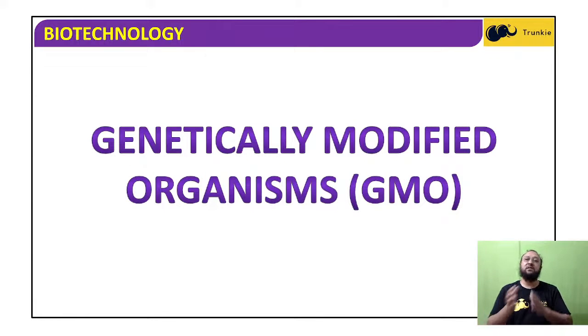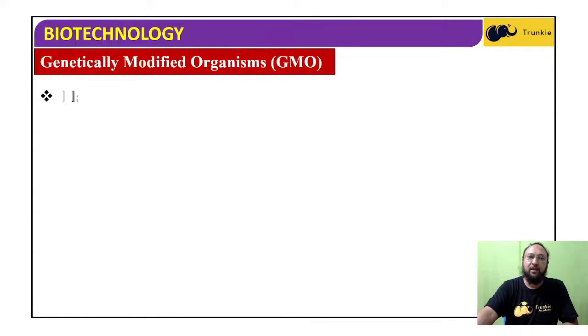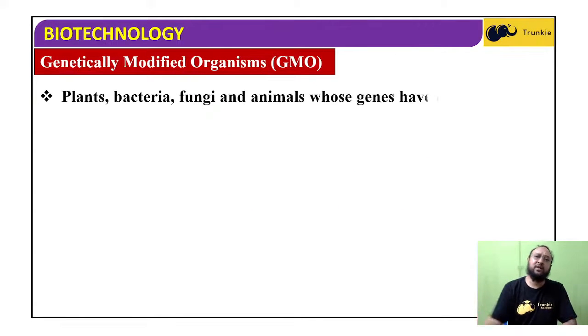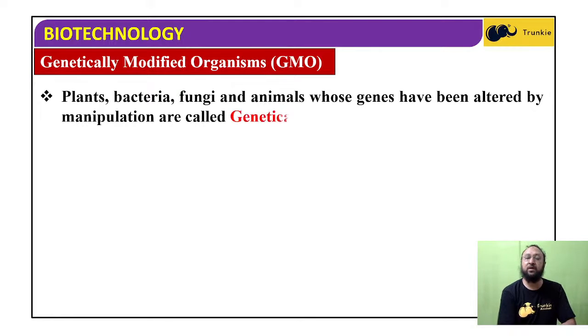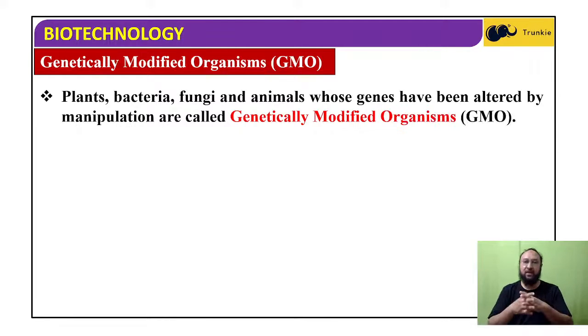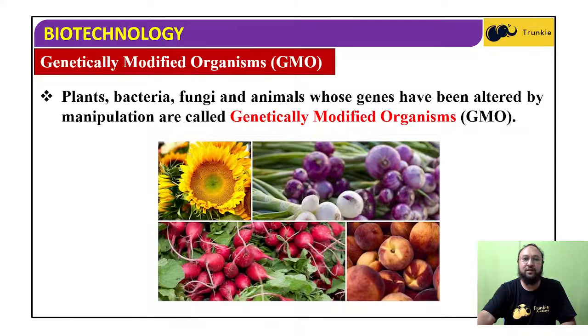Now we come to genetically modified organisms, or GMOs. So what are these GMOs? We see genetically modified bacteria, plants, fungi, and animals whose genes have been altered, manipulated. Those altered by manipulation are called genetically modified organisms. So these are different organisms, maybe plants, bacteria, fungi, animals.